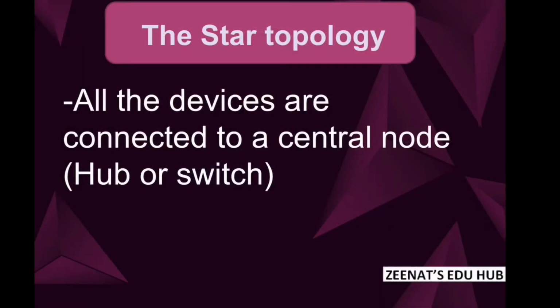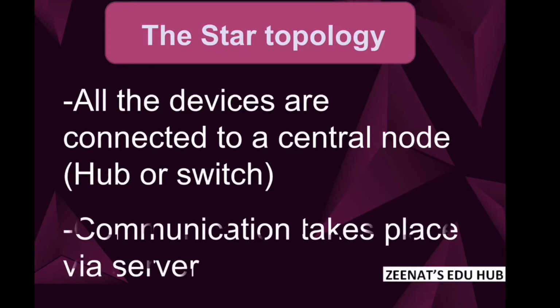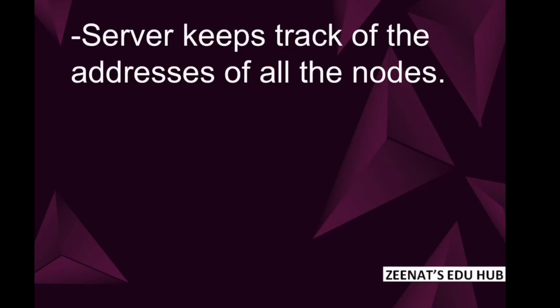Star topology is the easiest topology to design and establish. All the nodes, that is computers and all other devices, are directly connected to a central node called a hub or a switch. Here, the hub acts as a server and all other devices are the clients, nodes or workstations. Nodes interact with each other and communication takes place via the server. The server keeps track of the addresses of all the nodes in a network.